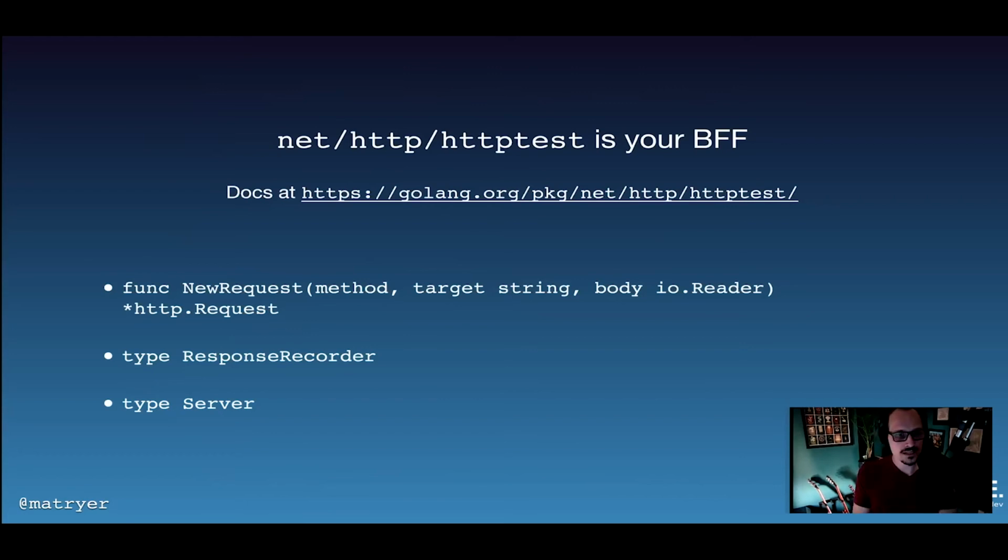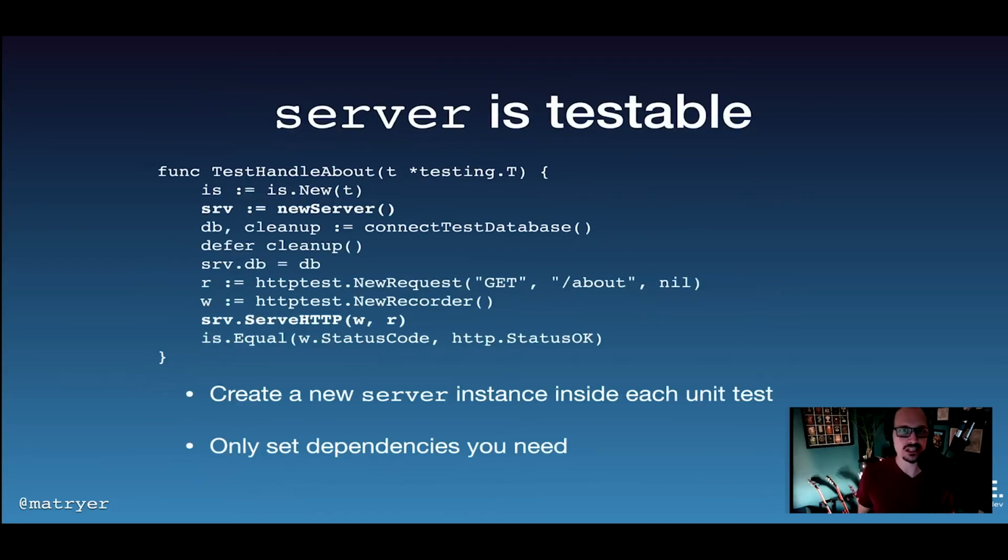And there's a server type as well. So they make it really easy to actually make a real HTTP server run in your test code. It gets a real port and everything. And then you can make HTTP requests to it. So here's an example where we create the server. You can see I'm connecting here to a test database and setting that as a dependency.